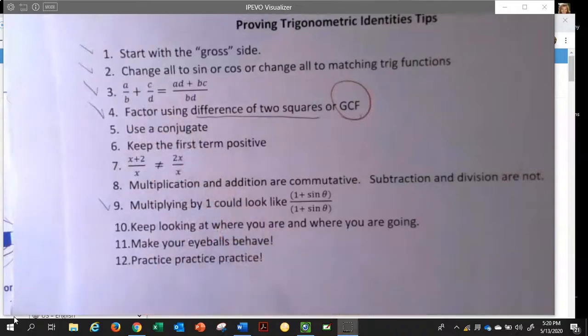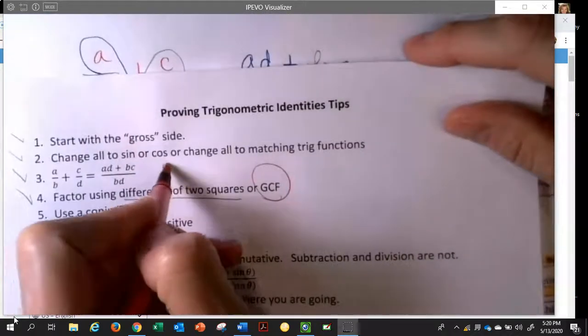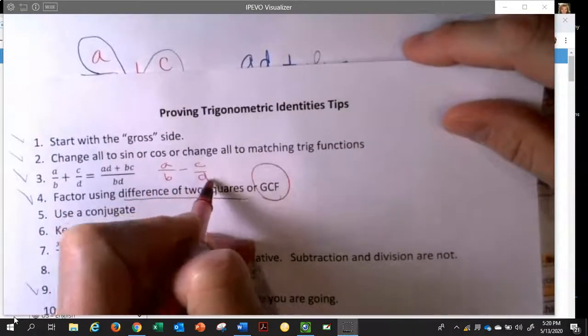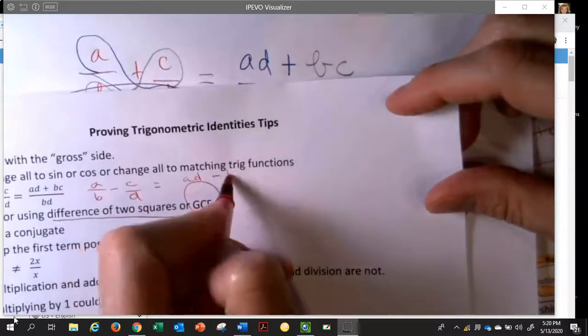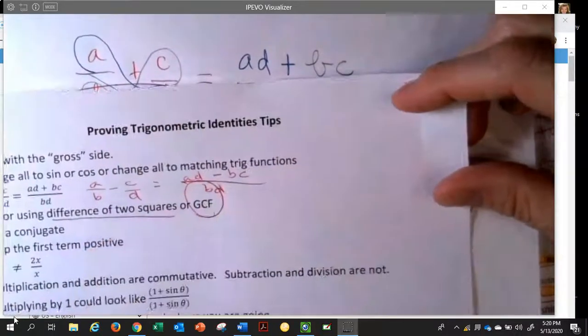Remember this little ditty. It'll also work if you have a minus. If you had A over B minus C over D, we would do A times D minus B times C and still put it over BD again.